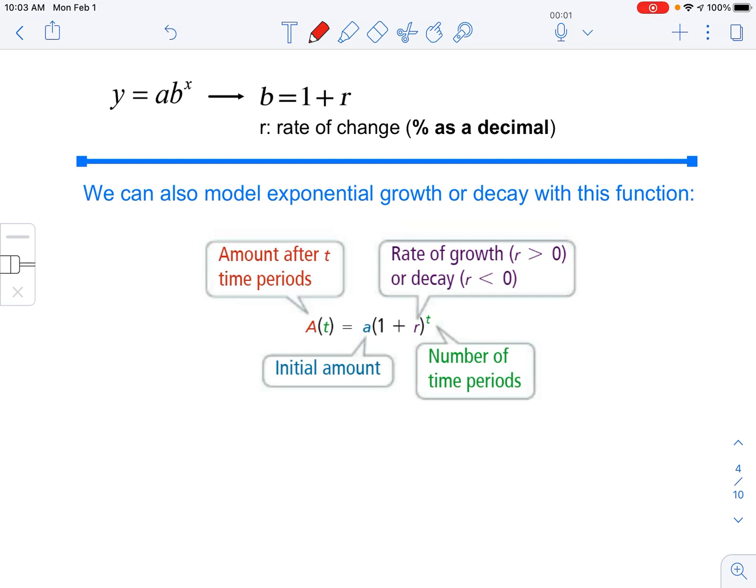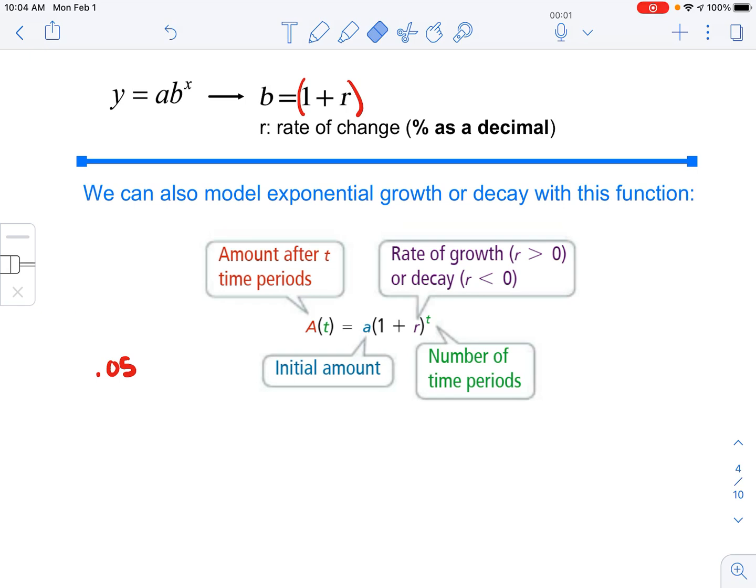Okay, so the calculation that's going to occur is this: 1 plus, or if it's decay, 1 minus the percent as a decimal. Now, why is that the case? Well, if we are growing and we are multiplying by a number, if I multiply by just a decimal, let's say 5%, if I multiply by just 0.05, it's going to decrease. It's going to continuously get smaller.